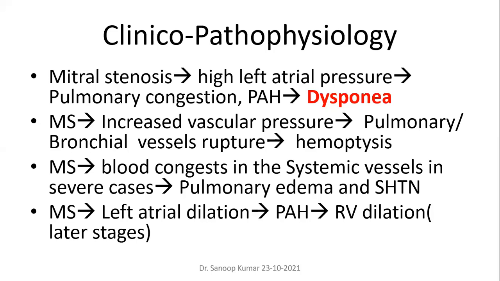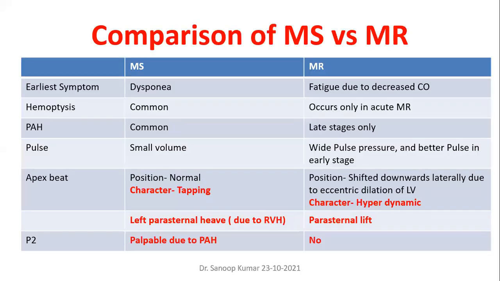So in mitral stenosis, dyspnea is going to be one of your earliest manifestations when compared to mitral regurgitation. In mitral regurgitation, I told you increased or early fatigability was your earliest manifestation. But in mitral stenosis, dyspnea is going to be your earliest manifestation. So comparing, last week I taught you about mitral regurgitation. Comparing mitral regurgitation and mitral stenosis, in mitral stenosis you have dyspnea as the earliest symptom, while in mitral regurgitation you have fatigue due to decreased cardiac output as the earliest manifestation.